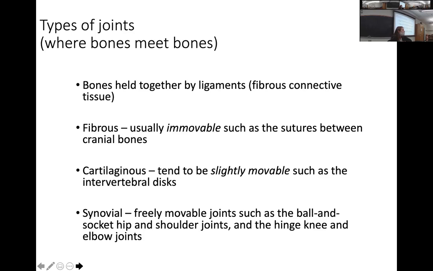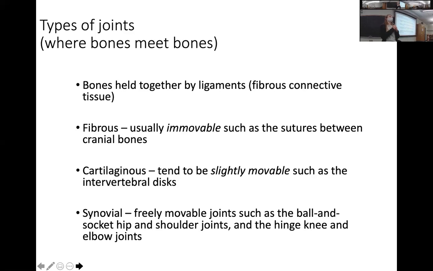The first one is called fibrous, and this is usually immovable, which is structures between cranial bones. Cranial meaning your brain. So the joints, there's a lot of different bones in your skull around your brain. It's not just one big skull, but these are not movable, right? I can't really move my skull as much, but there's a lot of different bones up here that make up my skull.